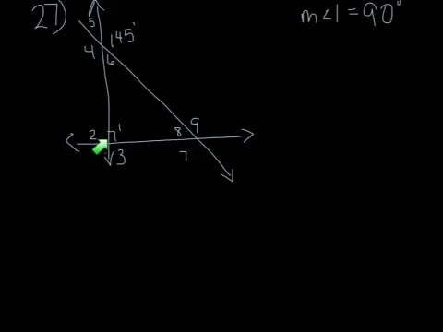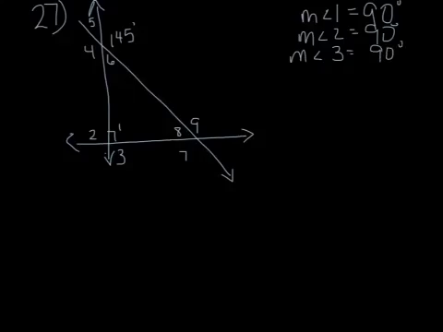What did we learn about perpendicular lines? What happens to angle 2 and 3? If angle 1 is 90, what is angle 2 and 3? 90. Okay, we learned that when we learned about perpendicular lines. So I have the measure of angle 2 is 90. The measure of angle 3 is 90. Okay, everybody with me so far?